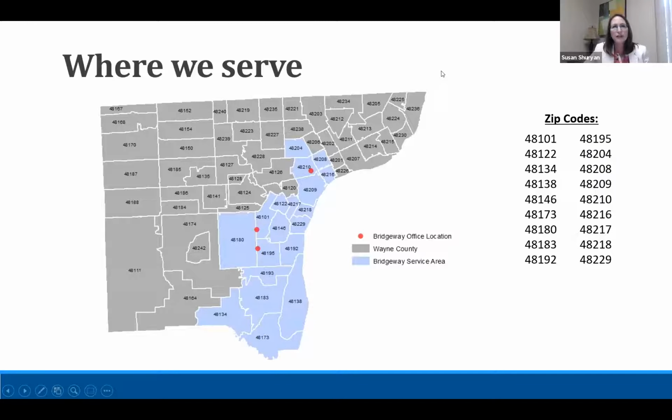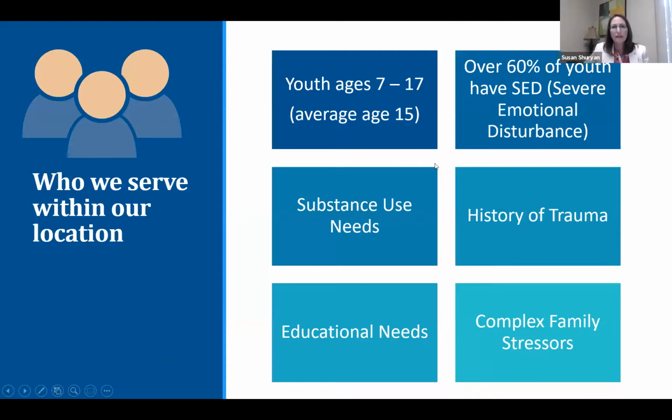This is our current service area. You can see highlighted in blue are all of the zip codes, the 18 zip codes that Bridgeway currently serves. And the red dots are the office locations within Southwest Detroit and Downriver. Since inception, Bridgeway has served over 6,800 youth. We receive referrals for youth ages 7 to 17, but the average age is about 15. Over 60% of these youth are diagnosed with a severe emotional disturbance. Many come with substance abuse needs, a history of trauma, educational needs, and some very complex family stressors.